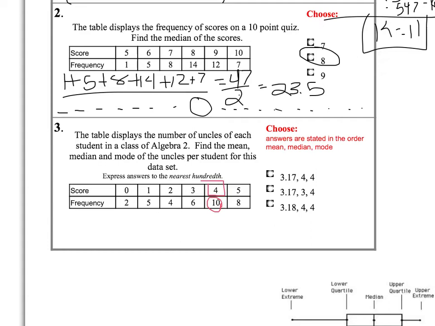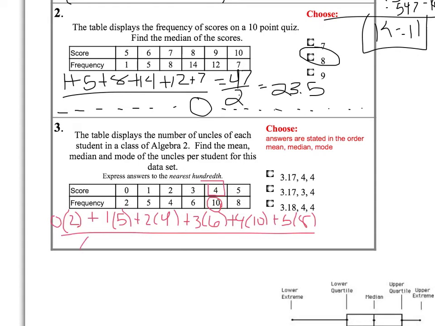To find our mean, the same as we did in number 1, you're going to take the score times frequency: 0 times 2 plus 1 times 5 plus 2 times 4 plus 3 times 6 plus 4 times 10 plus 5 times 8. And you divide by the frequency numbers, 2 plus 5 plus 4 plus 6 plus 10 plus 8. Type it all on your calculator and you end up getting 3.17.